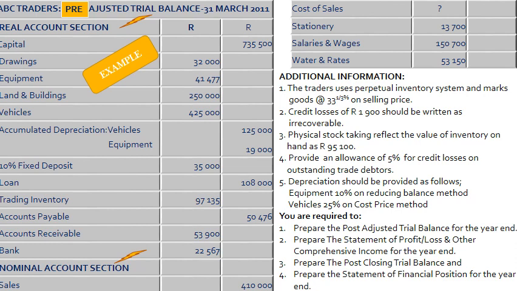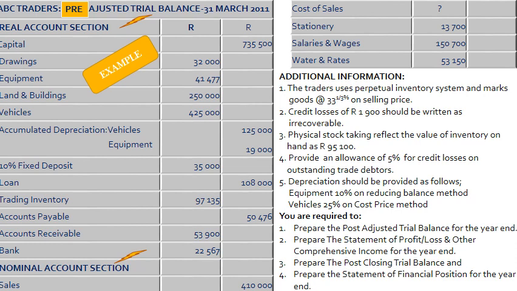Number 3, the physical stock taken reflects the value of inventory on hand as 95,100, which is a different figure from the figure that is reflected on the trial balance as 97,135. We will therefore have to adjust the value of trading inventory to agree with the physical stock taken value.